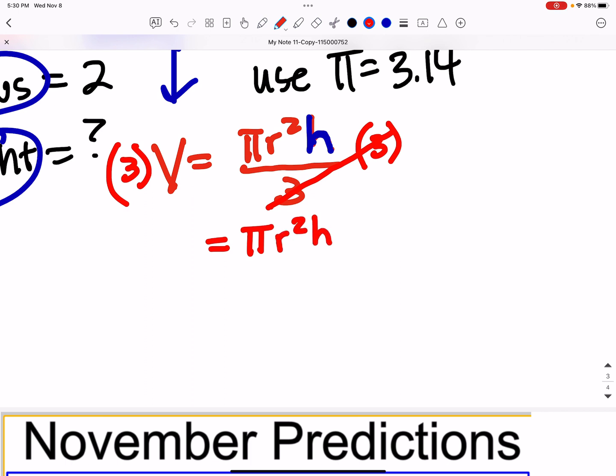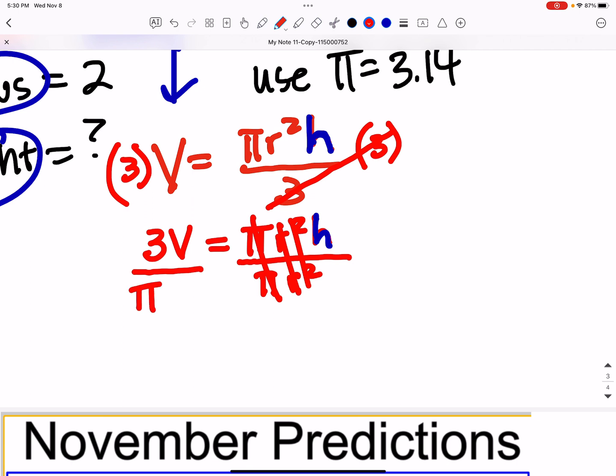Pi r squared height. So now there's no 3 on the bottom. And over here we now have 3 times v is 3v. All right. If I want the height all by itself, I have to divide this side by pi r squared, because that'll cancel out the pi r squared, which means I have to divide this side by pi r squared. So there's a formula where if I just want the height by itself, it's actually 3 times the volume divided by pi r squared. So you're just rearranging an equation to make it what you want to solve for.